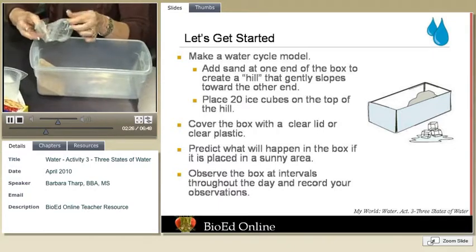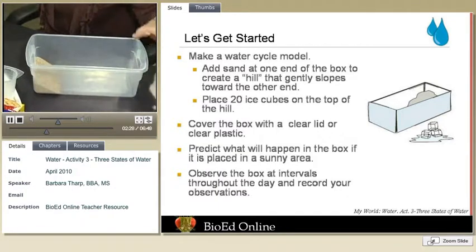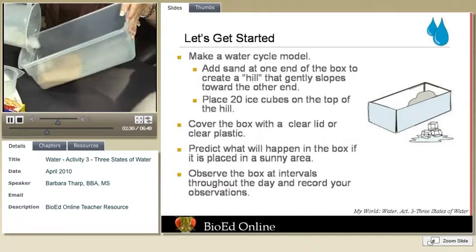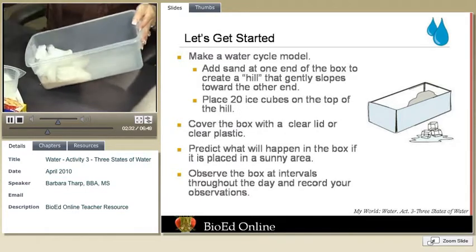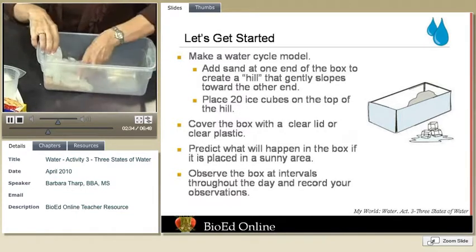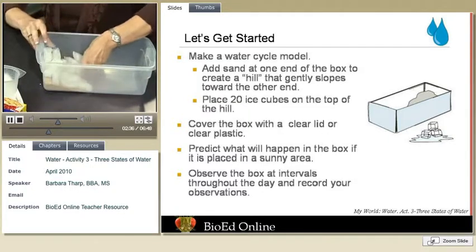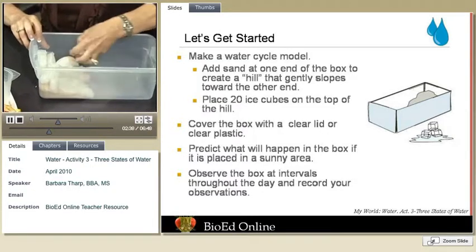With that in mind, we take the ice cubes and place them on the hill. Now what have we got? We've got solid water at this point in time, and we have our mountain.